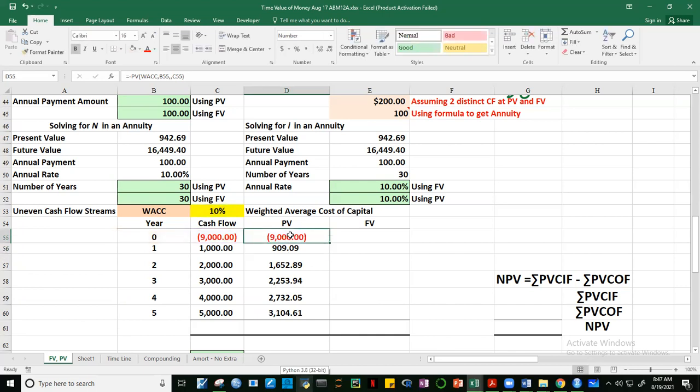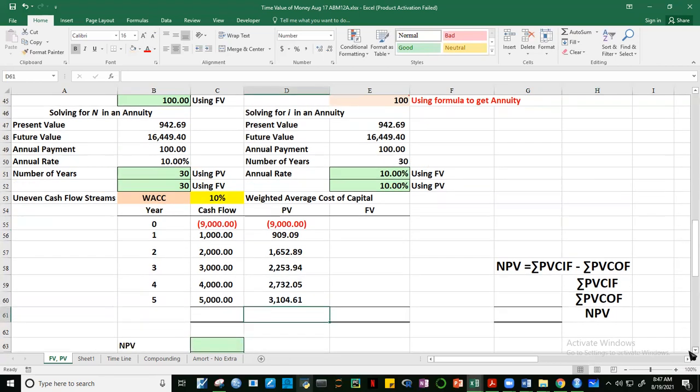Okay, so yung 9,000 guys, now, of course, ang present value niya 9,000 din. Okay, dapat 9,000 din yan guys, ha? The present value of 9,000 today is of course also 9,000. And then the present value of 1,000 in 1 year's time is 909. Yung 2,000 in 2 years' time is 1,652, etc. Okay, so we can now add this, no? Pwede na natin siyang i-add.